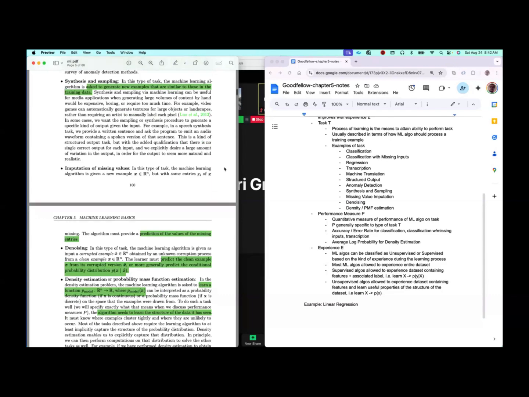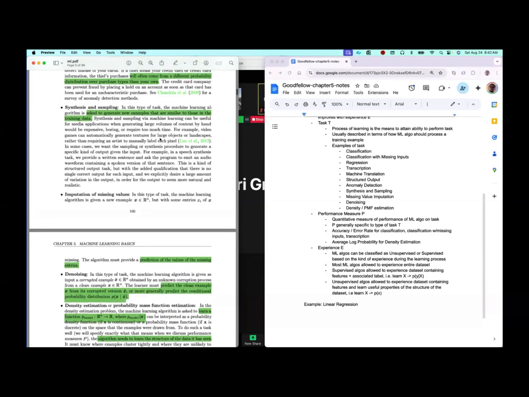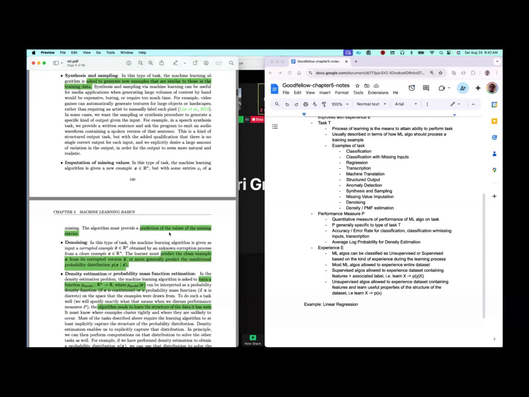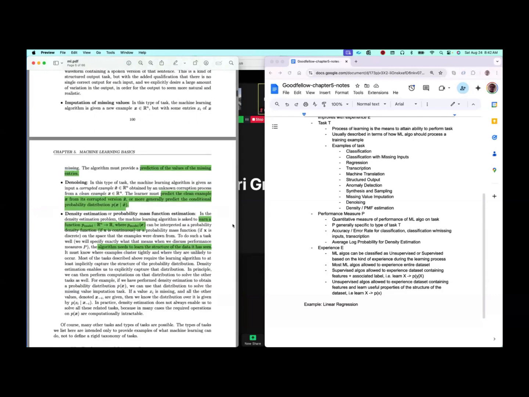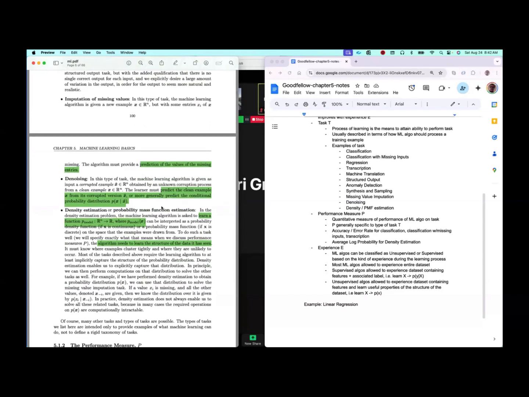Imputation of missing values is kind of similar to sampling here, a prediction of the values of the missing features. Denoising is another example where you have to predict a clean version from the corrupted version. Typically, if you have a data set of clean things, you can arbitrarily corrupt it and produce outputs. Then you reverse the data set and train the model on all the corrupted outputs to predict the clean outputs.